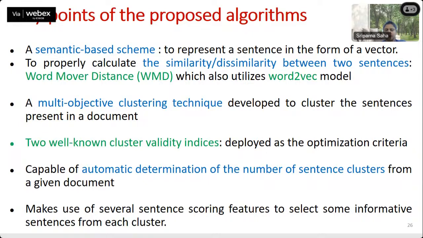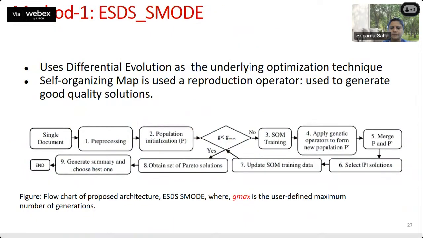So in yesterday's class, I discussed the SIM index, I index, and the connectivity based index. But here we are simultaneously optimizing PBM index and the Zybani index. And this algorithm is capable of determining the number of sentence clusters from a given document, and makes use of several sentence coding features to select some informative sentences from each cluster. So this is the differential evolution. So basically this is our proposed approach.